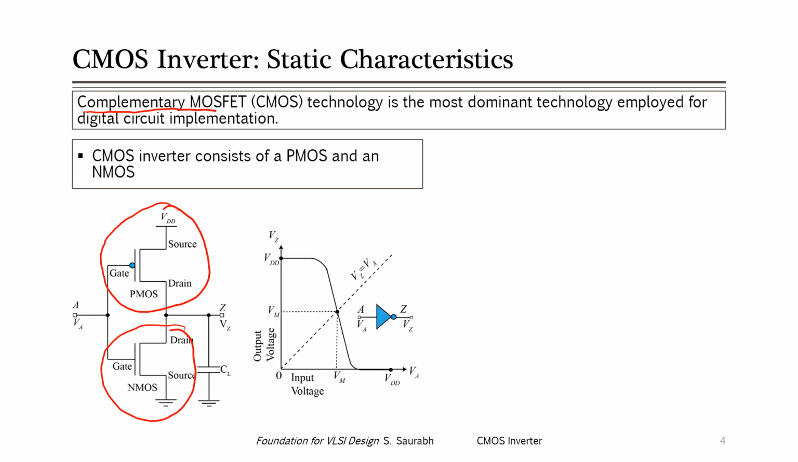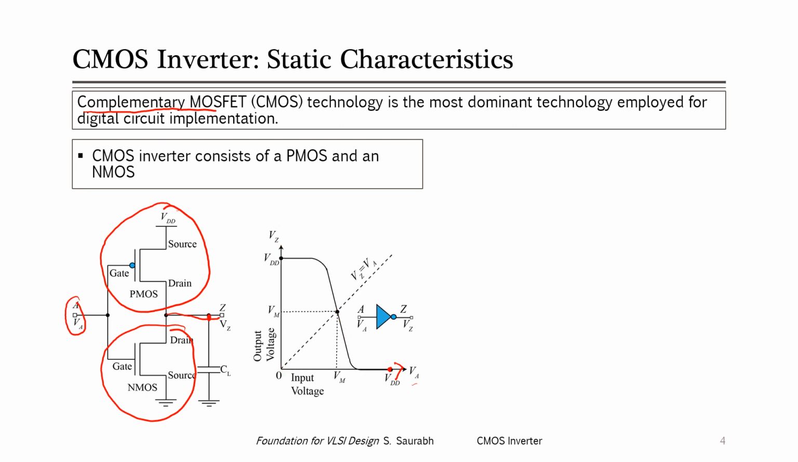If we look into the static characteristics of a CMOS inverter, static characteristics means that we sweep the gate voltage from 0 to VDD, right? On this axis, the input voltage is VA, and we are increasing it from 0 to VDD. And then we observe the output voltage, the voltage at this point, Vz, and we draw the curve. So this is the static characteristics of a CMOS inverter, right?